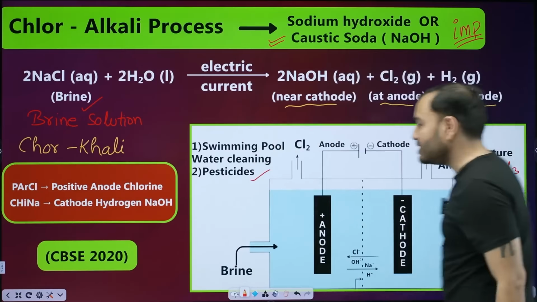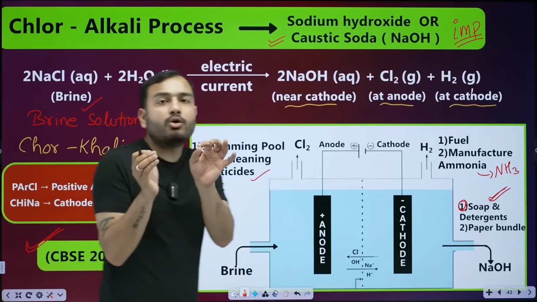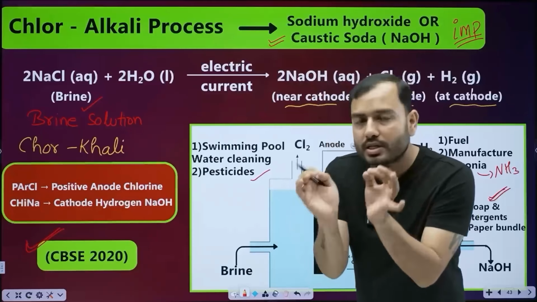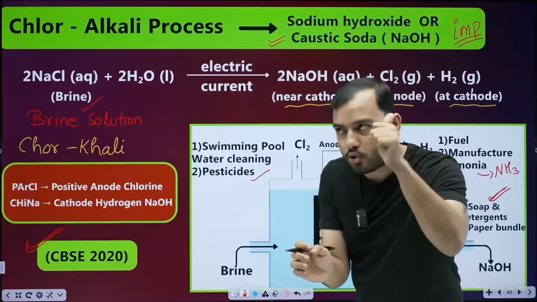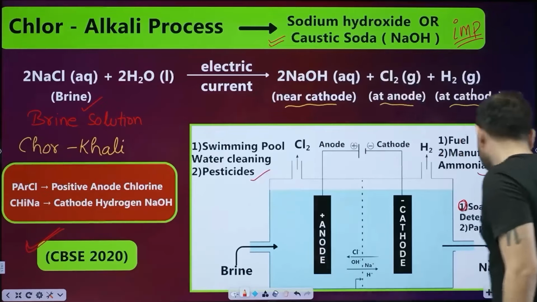Okay, now see, CBSE asked a question in 2020. I haven't written it down, but let me tell you. CBSE asked in 2020: name 3 products of the chlor-alkali process and state one use of each. So what are the 3 products? NaOH and 2 gases, chlorine and hydrogen. State the use of each one.